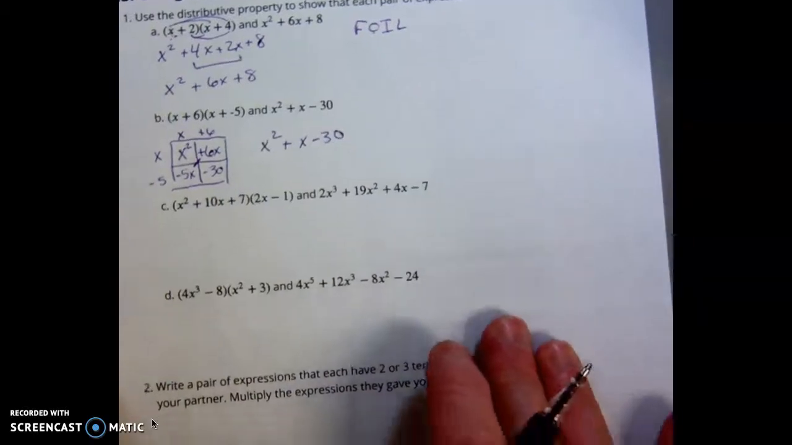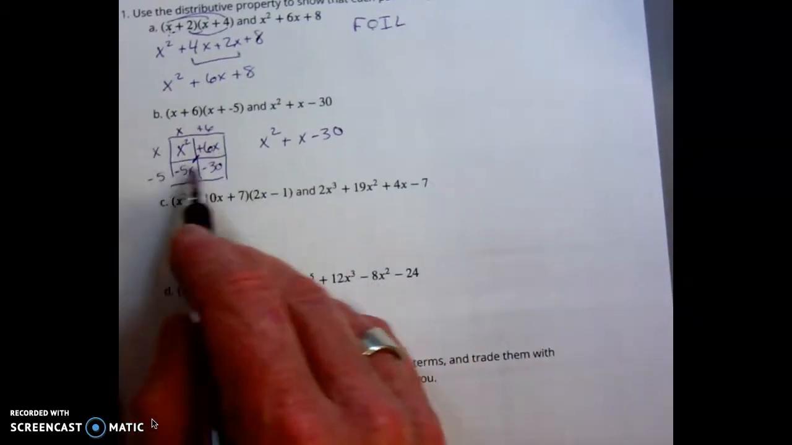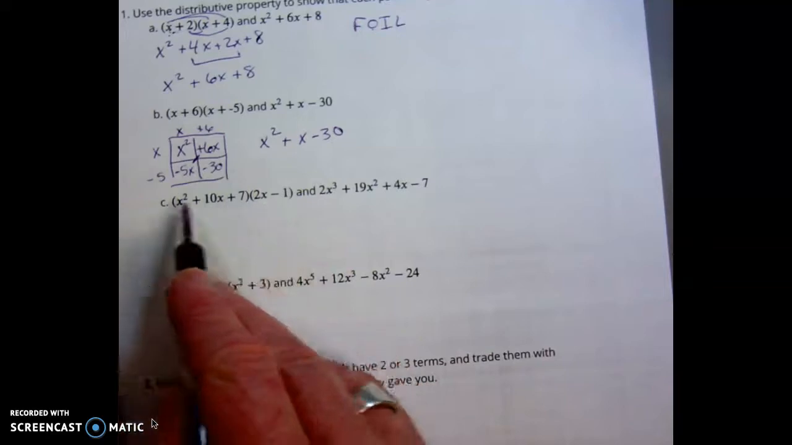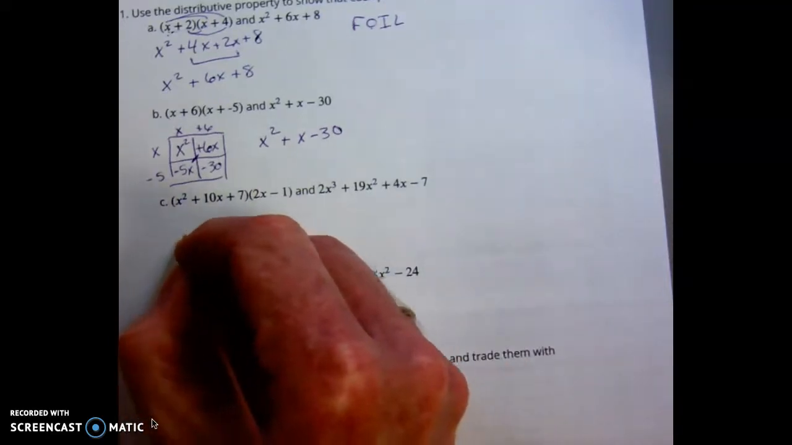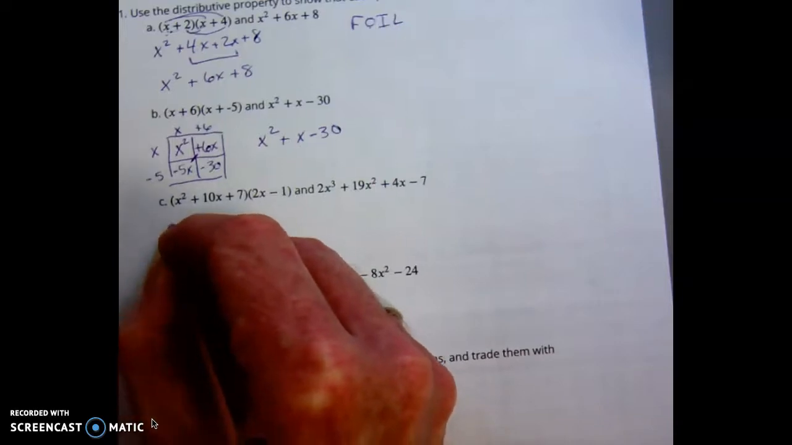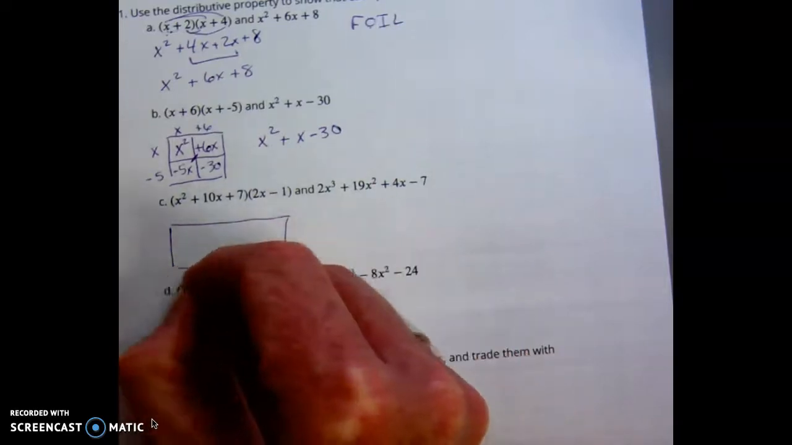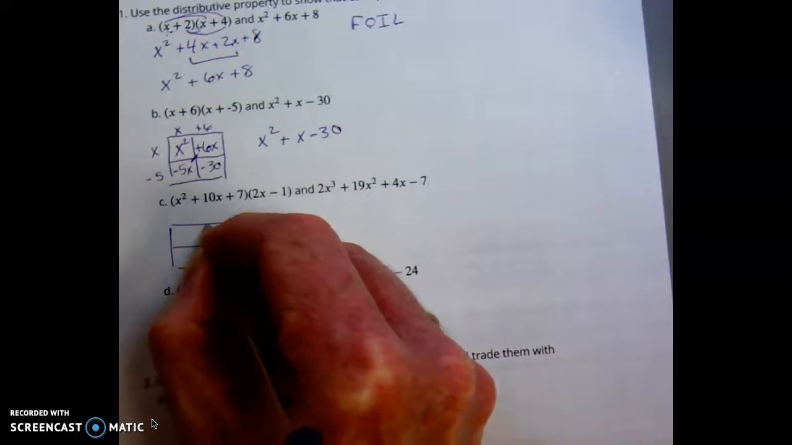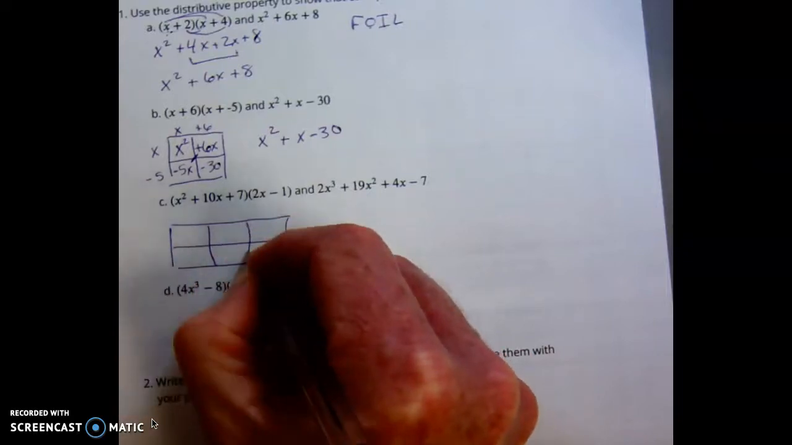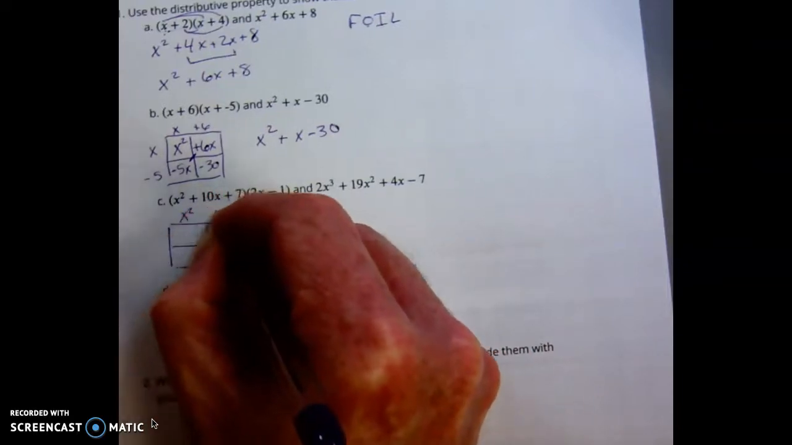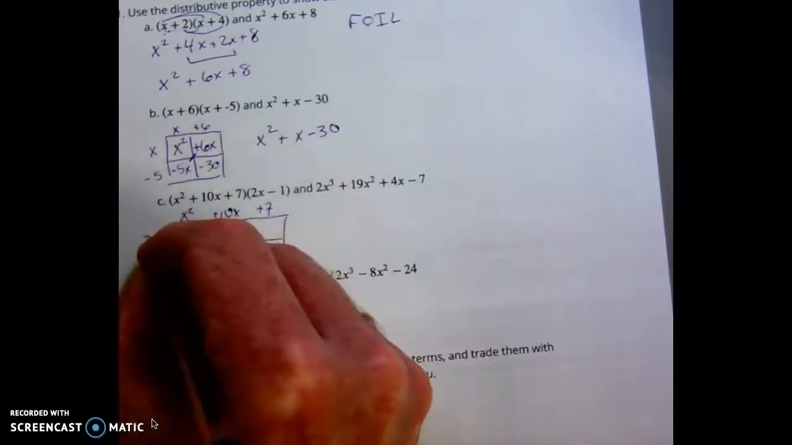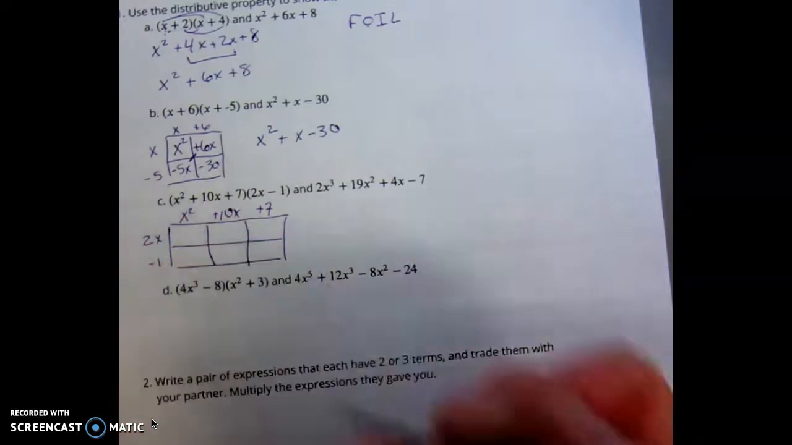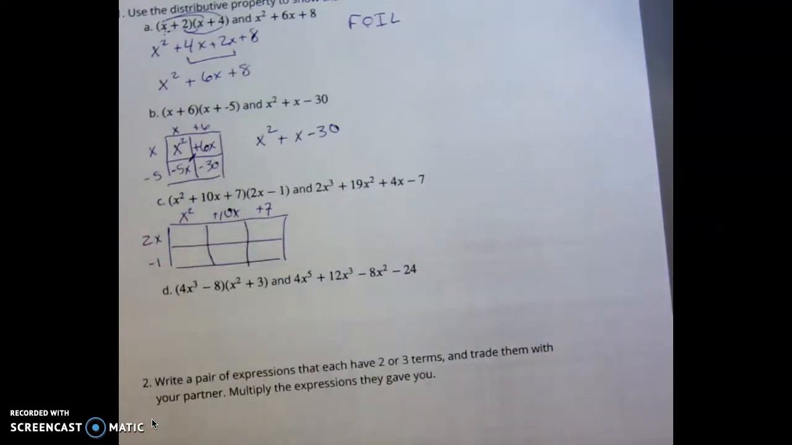Okay? All right, I especially like that method when I get down here and I have a trinomial times a binomial. Okay, so I'm going to do, I prefer to put the trinomial on the top. So I'm going to put the trinomial on the top. So that's x squared plus 10x plus 7, 2x minus 1 down the side.